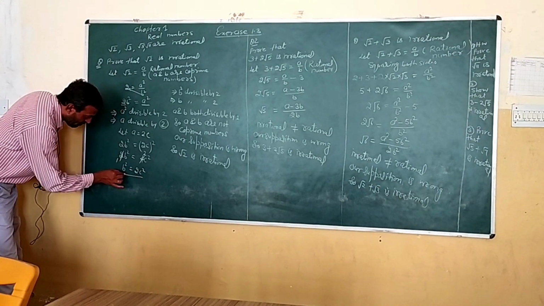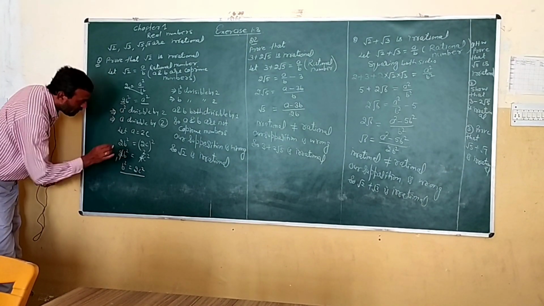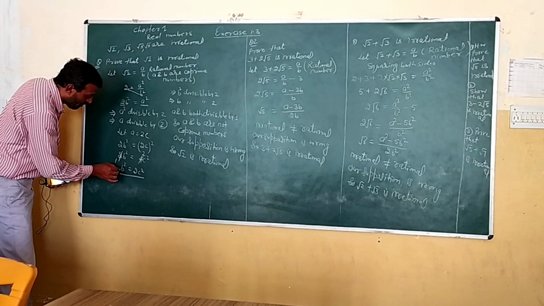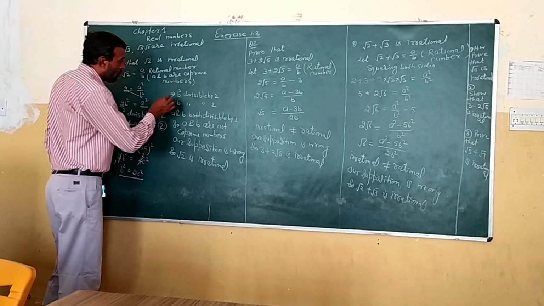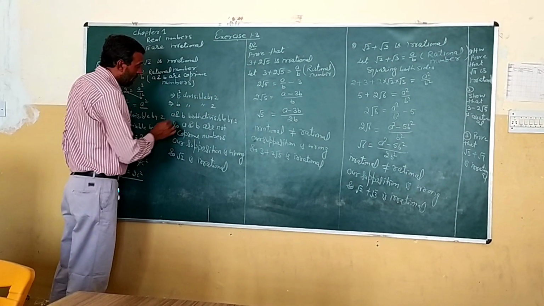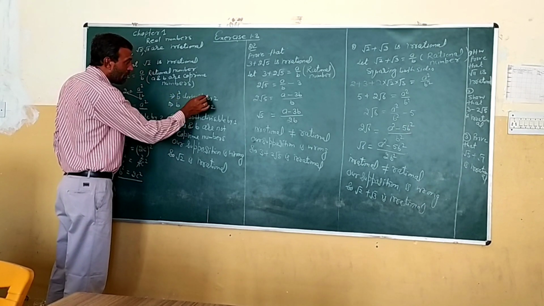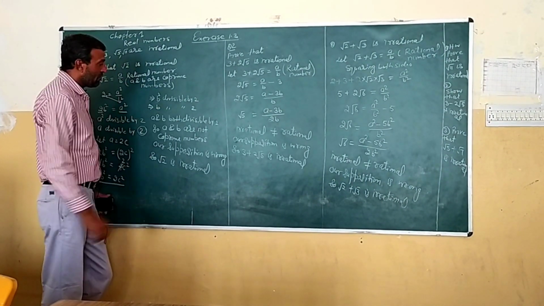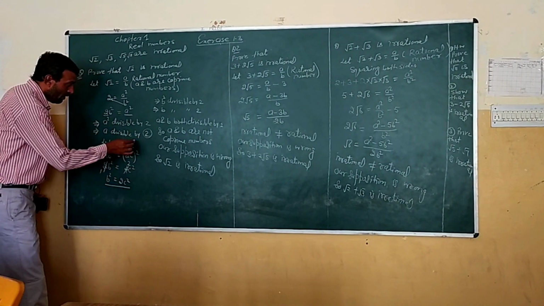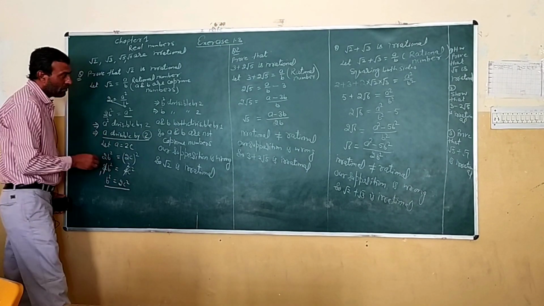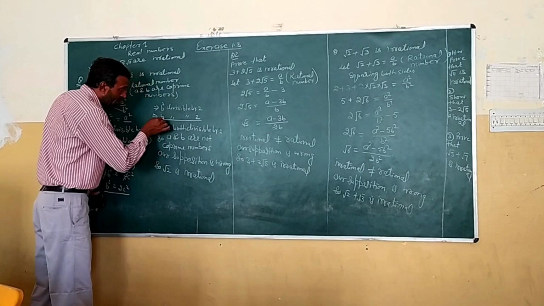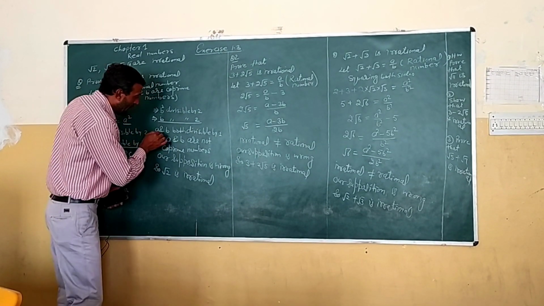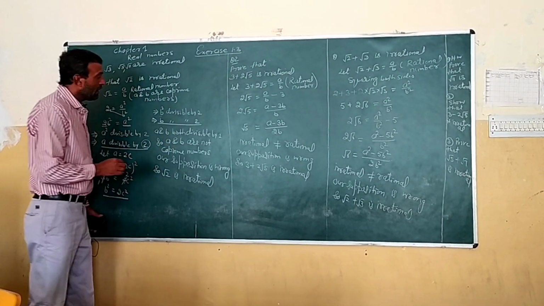Look at this situation. b square is equal to 2c square means b square is a multiple of 2, so b square is divisible by 2. And when the square is divisible by 2, the number itself is divisible by 2. So b is divisible by 2. A is also divisible by 2, and b is also divisible by 2. Both a and b are divisible by 2.